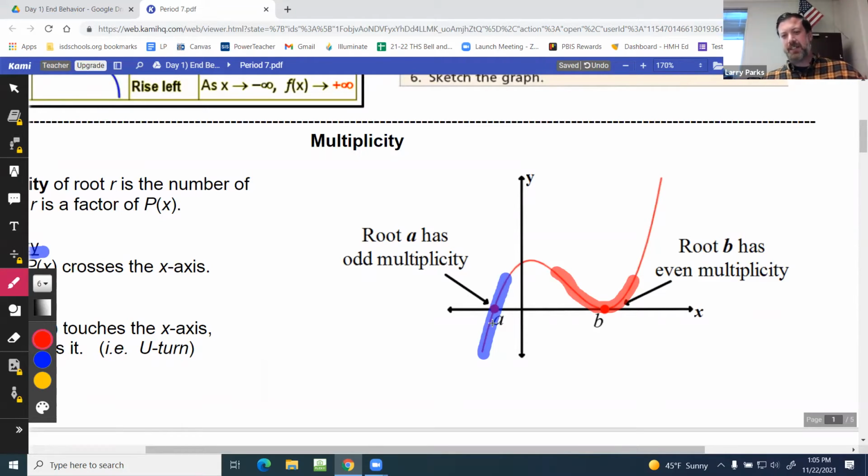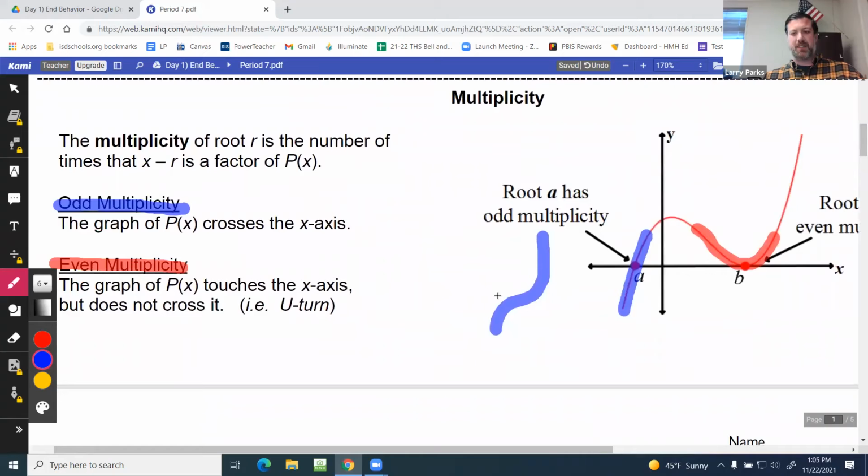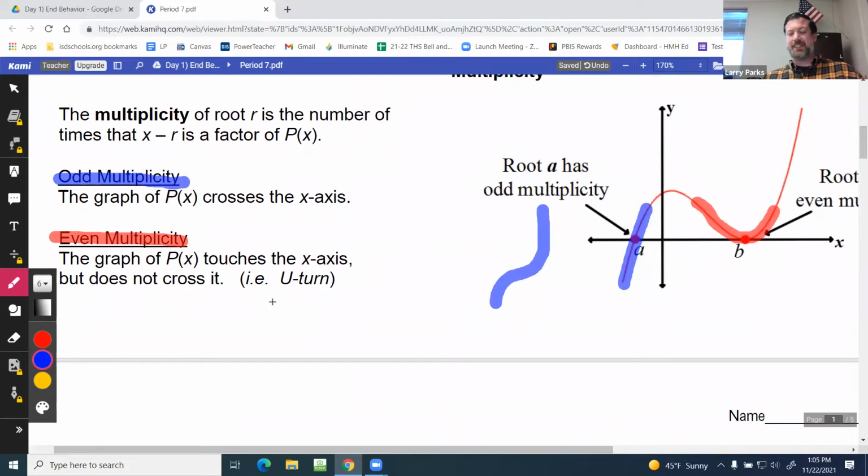1, 3, 5, 7. But just so you guys are aware, if it's like 3, 5, or 7, it usually looks like this when it crosses. That's usually a good way to show it. Some people call that a squiggle. But if it goes 3, you know it's odd multiplicity. They called the even one a U-turn. I guess that's a good example.